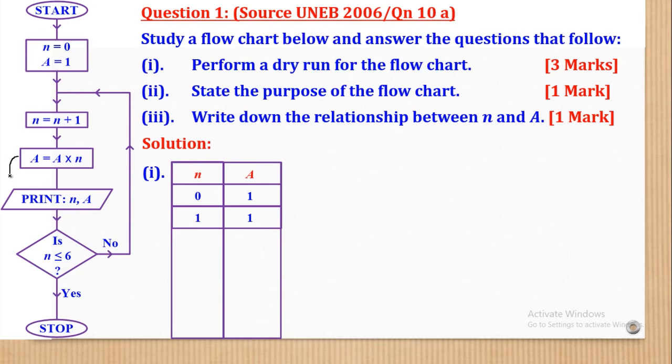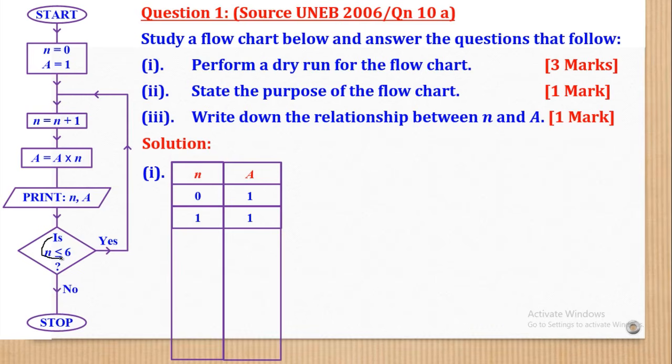Then from here you go to print. Printing means the output. So what they want are the values of n and a, these ones. Then from there, you ask yourself, this is now what we call the decision. The decision has a question, like we said, which requires an answer of either yes or no. Now you come here and ask yourself, is n less than or equal to 6? Like we said, the question must have an answer of yes or no. And when you look at this value of n, it is true that it is less than 6. Therefore, we shall go where the arrow of yes goes.